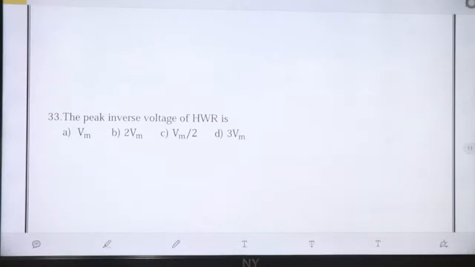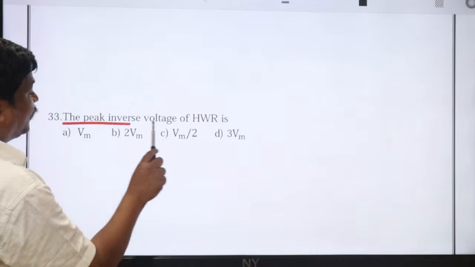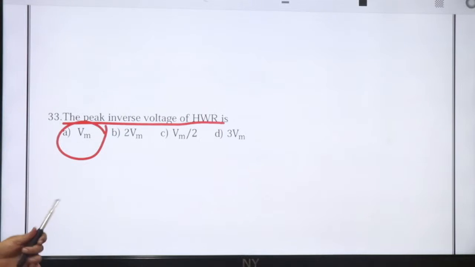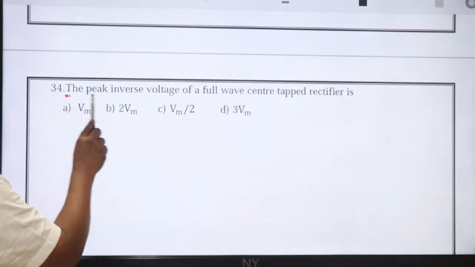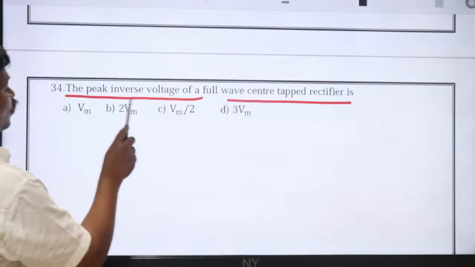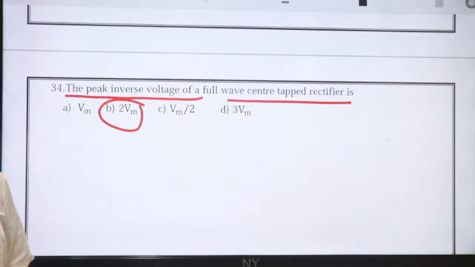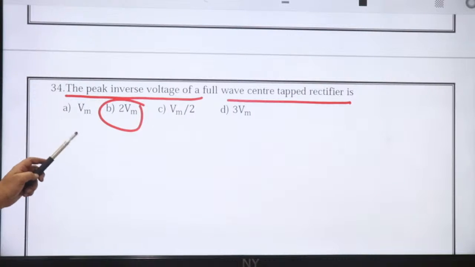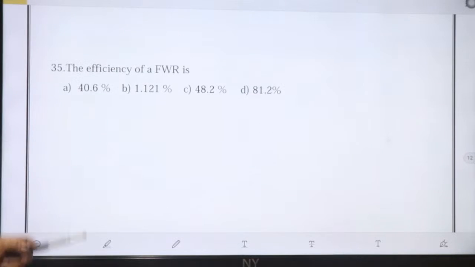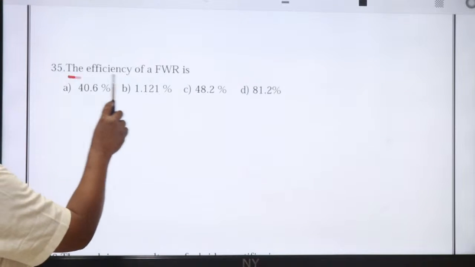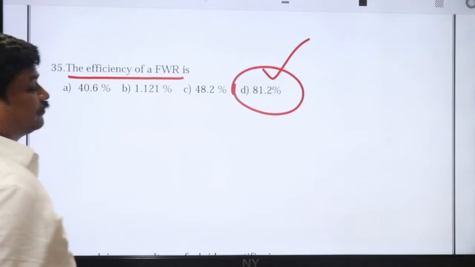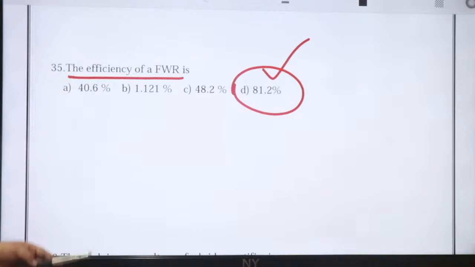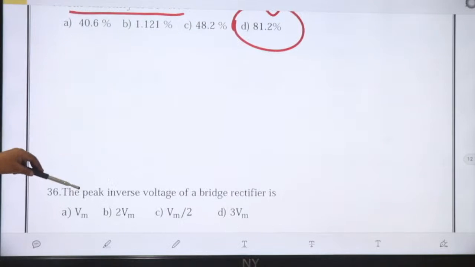Next, the peak inverse voltage of a half wave rectifier, PIV of half wave rectifier, is VM. The peak inverse voltage of a full wave center tap rectifier is 2 VM. Okay. Next, the efficiency of a full wave rectifier is 81.2%. Very simple questions.